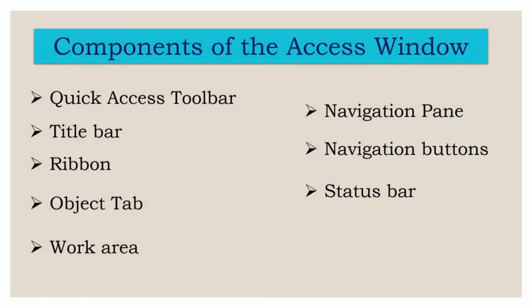Components of the Access window. Quick Access Toolbar, Title Bar, Ribbon, Object tab, Work Area, Navigation pane, Navigation buttons, Status bar are the components of Access window.